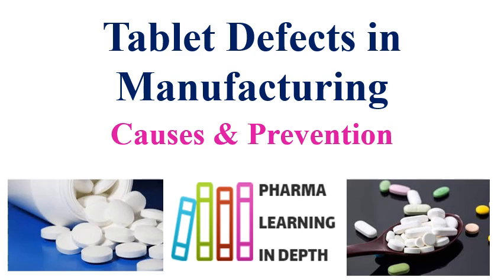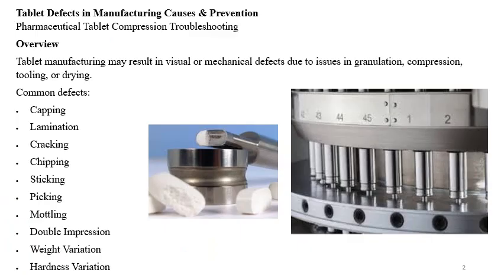The pharmaceutical formulations are required to be safe, effective, meeting all the quality parameters. The quality parameters are the physical parameters, chemical parameters, and the microbiological parameters. The pharmaceutical formulations like tablets are required to be free from the defects. I welcome all the viewers to this informative video on the tablet manufacturing defects. We will also consider the causes and how to prevent this type of defects.